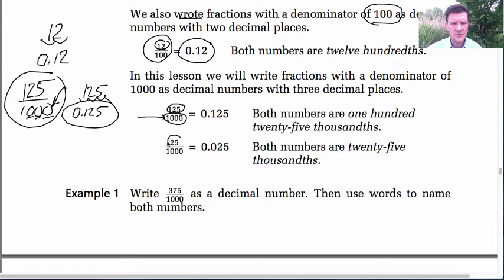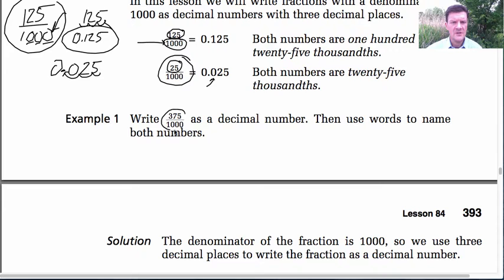In addition, if there's only a two-digit number up here, you still move it over 3 places. You just are going to have to insert a 0 there as a placeholder. So 25 divided by 1,000 means you're going to move this over 1, 2, 3 places. Well, that means you're going to have to put something in that placeholder, and that's going to be a 0. So 0.025 is the same thing as 25 thousandths.